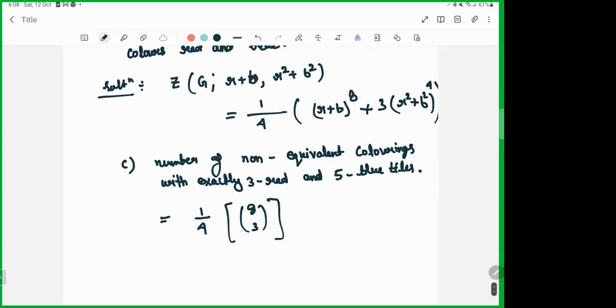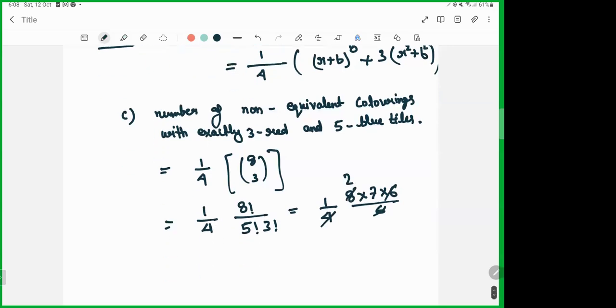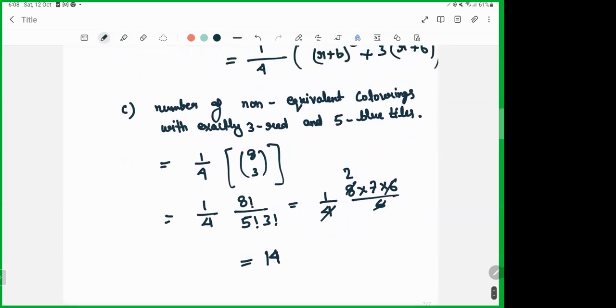So let's compute this one. That is 8 factorial by 5 factorial, 3 factorial, which is 8 times 7 times 6, so 56 by 4, which is 14. Let me check, is it correct? Yes, it is correct.